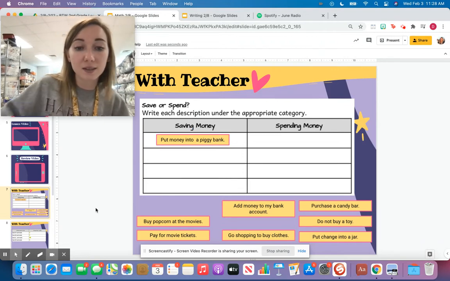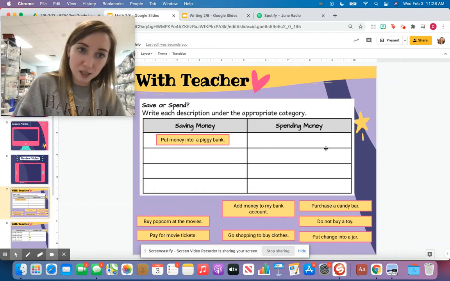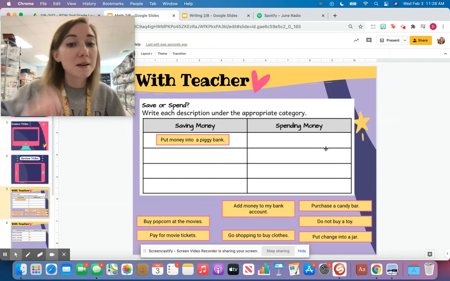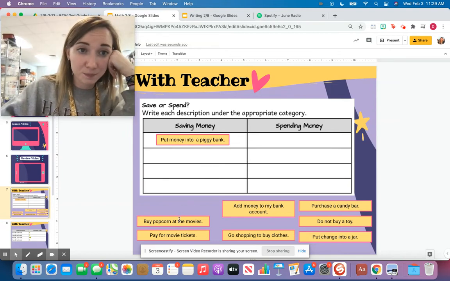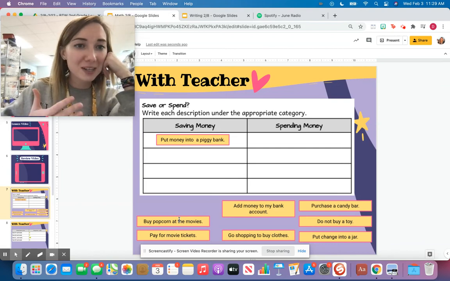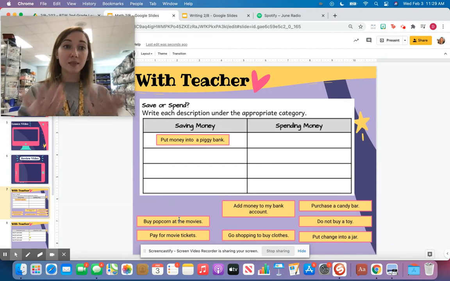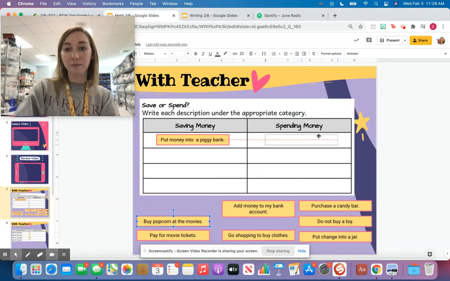So next we have buy popcorn at the movies. If I go to the movies and buy popcorn there, am I saving that money or am I spending that money? What do y'all think? Buying popcorn at the movies. Well, do I get to keep that money? No, I'm trading it. What am I trading my money for? When I give it to the cashier, what do they give back to me? They're going to give me popcorn. So I'm choosing to trade my money, so it must be spending. So I'm spending my money there.